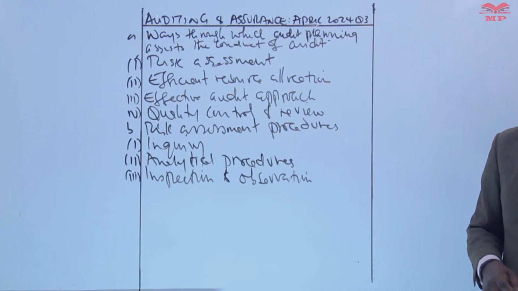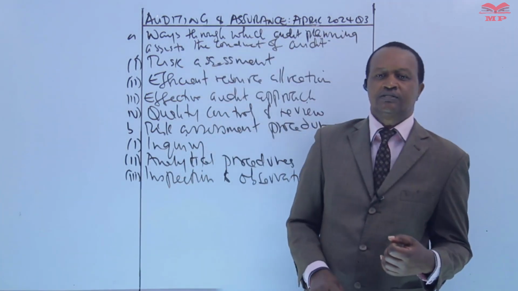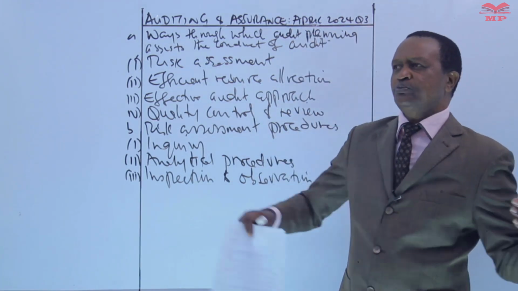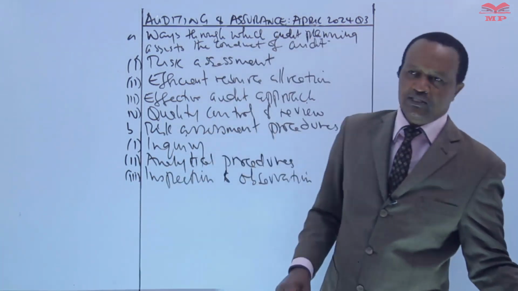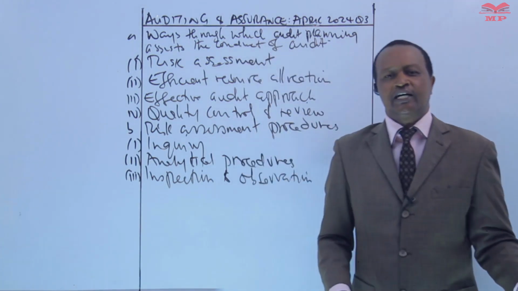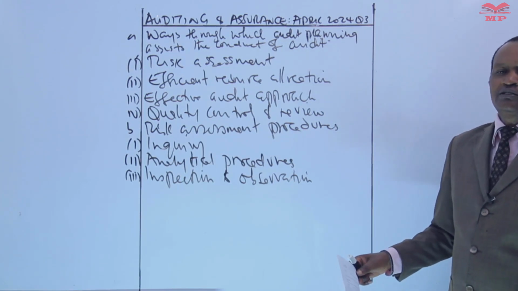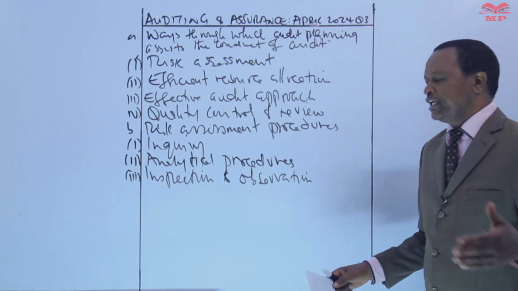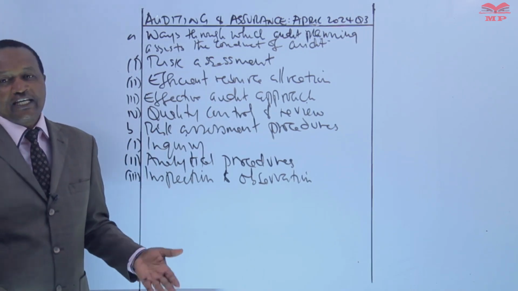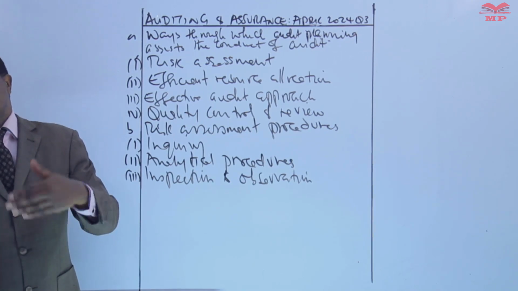This involves physically observing the entities, processes, or activities. Inspection involves inspecting documents. You inspect documents, but you observe activities and processes. You inspect records and tangible assets. Like, say, inventory. The auditor can observe inventory taking. Okay, that is one way to assess risk.